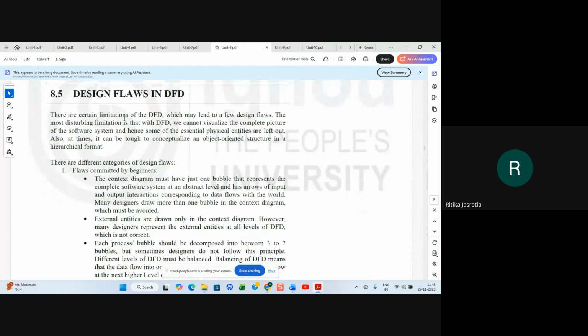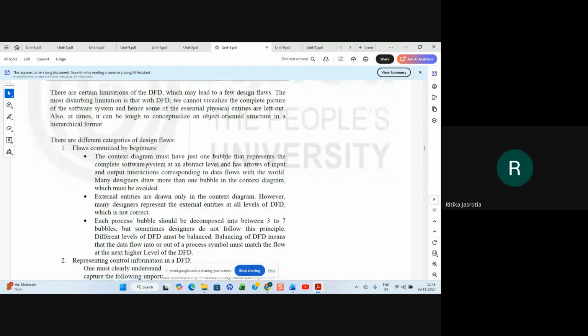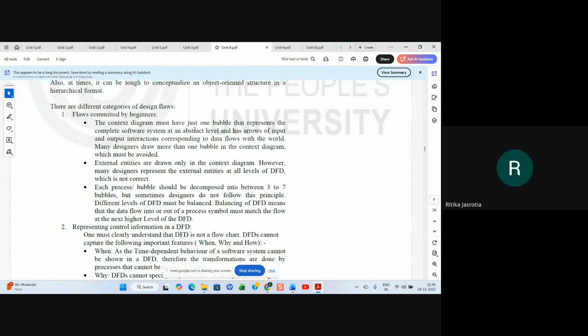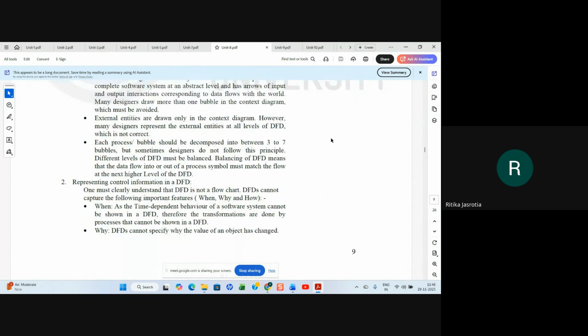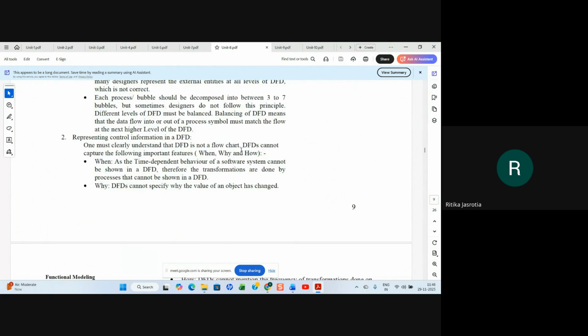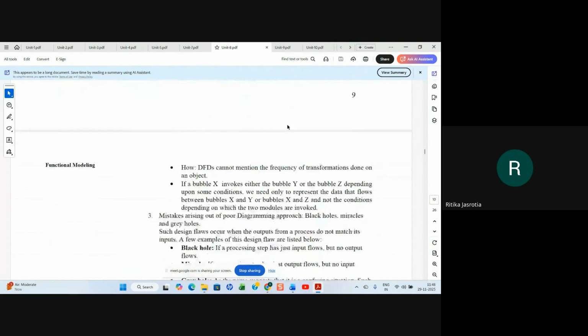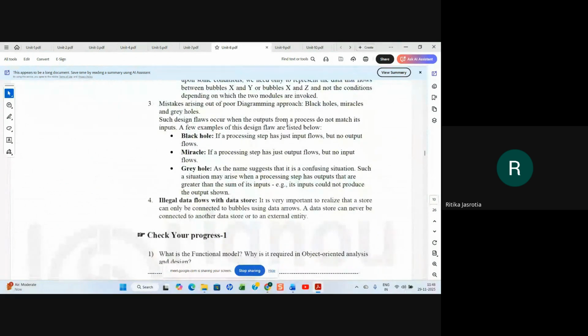So these are the design flaws in DFD. Only one context diagram should be there. In the context diagram, that is the zero level diagram, there should only be one bubble, right? Each process bubble should be decomposed into between 3 to 7, right? Minimum 3 and maximum 7 when you go to first level DFD, right?